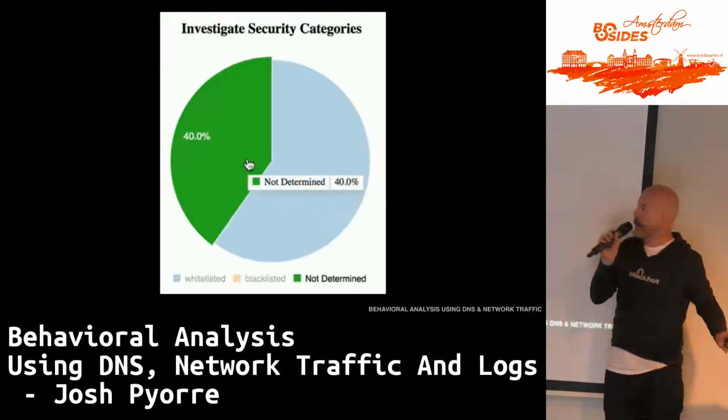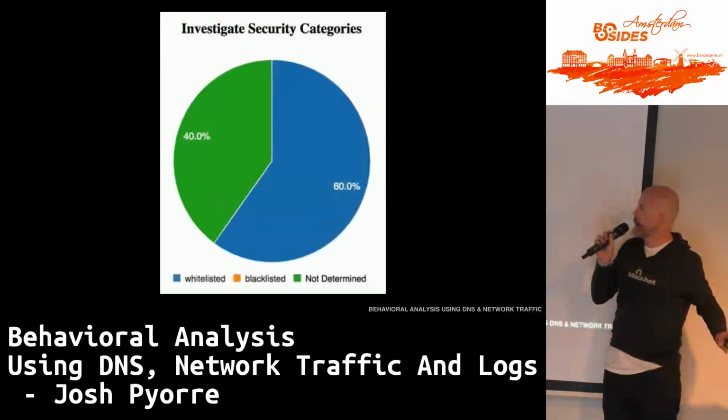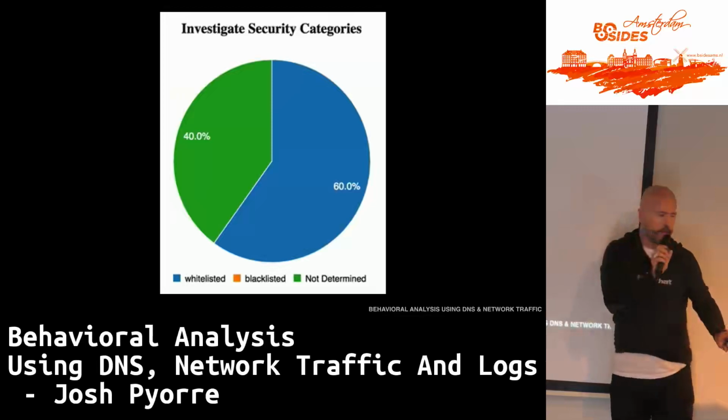You can do some security categorization here, like 40% not determined. This is kind of a bad one too, but a lot of whitelisted domains. Actually, in this case, I didn't have any blacklisted domains out of my security categorization, meaning domains that I thought were bad.